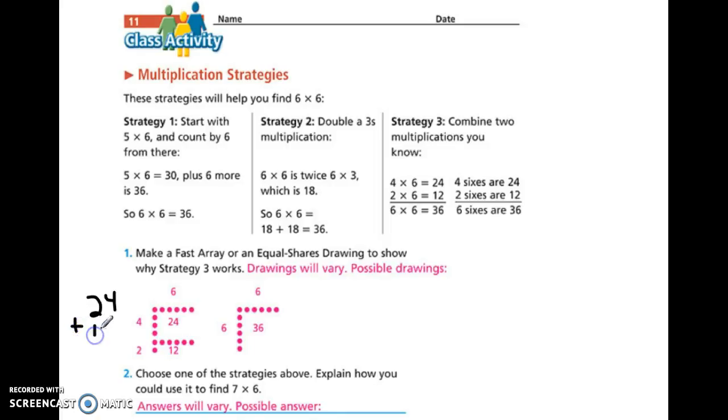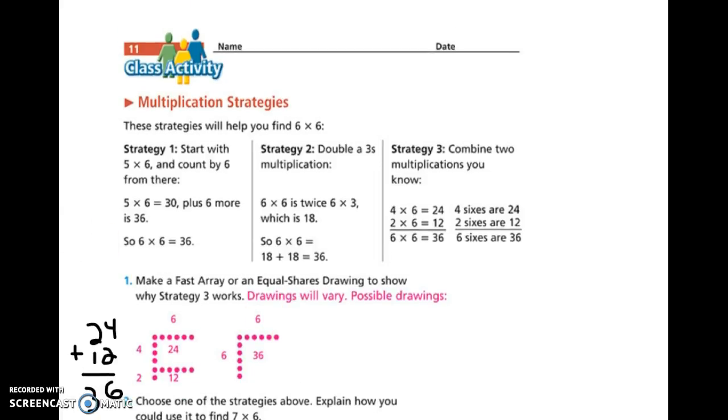4 plus 2 is 6, 2 plus 1 is 3. I end up getting that 36. So you can break it up into pieces that you do know and add them together. And again, we know that 6 times 6 is 36. You can see that it works. So those are some strategies you can use with your sixes to help you solve.